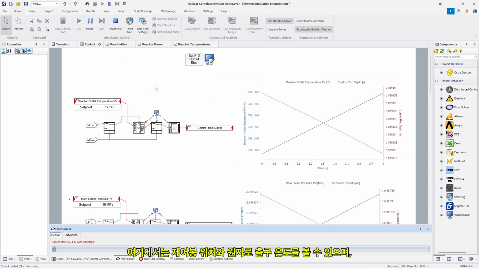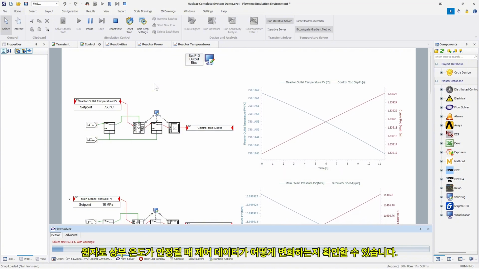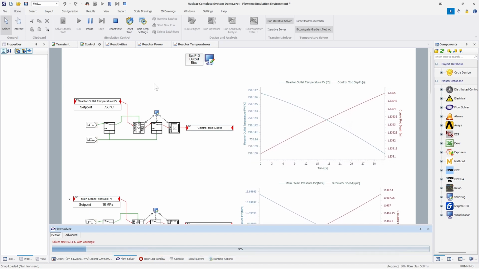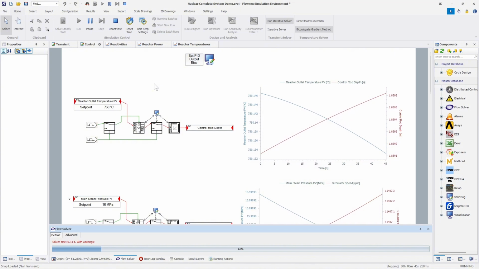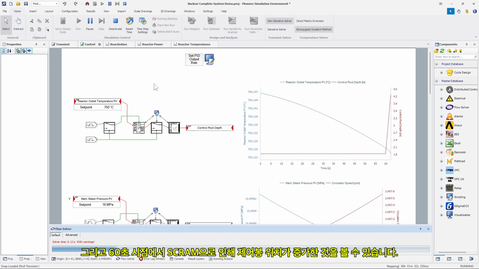Here we can see the control rod position and reactor outlet temperature. And we can see how the control rod depth is changed to control the reactor outlet temperature at its set point. And at 60 seconds, we can see that the control rod depth positions increased due to the reactor scram.